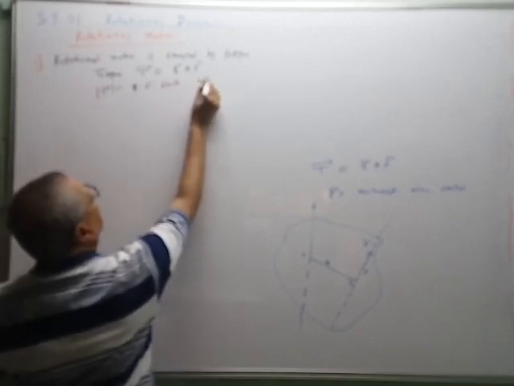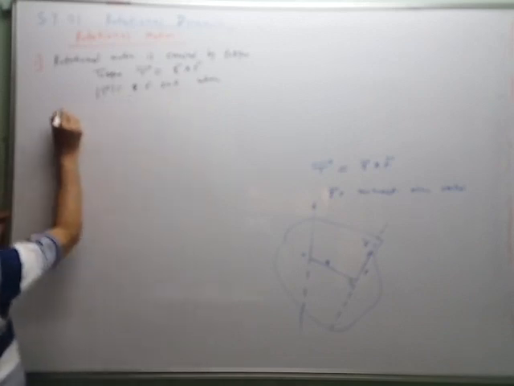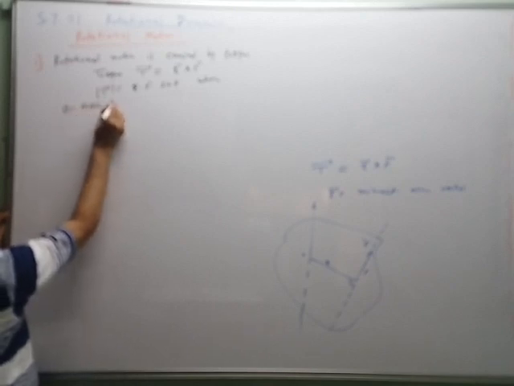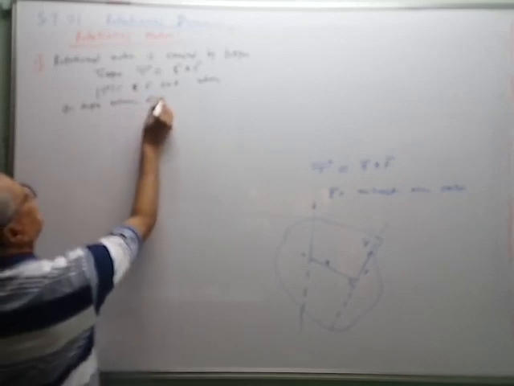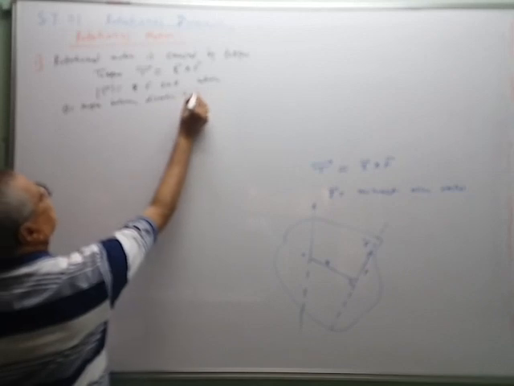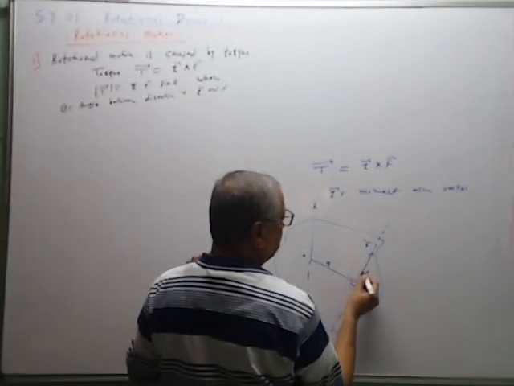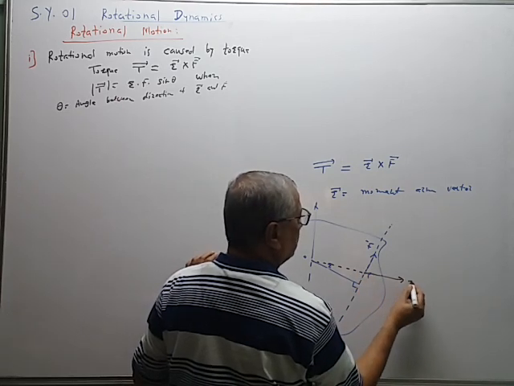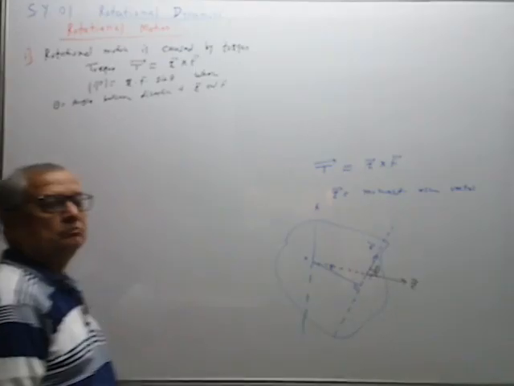where theta is the angle between the direction of vector R and vector F. So in our figure, the force is applied at point P. If we join OP, then this is the direction of vector R, and this will be the angle theta, like this.